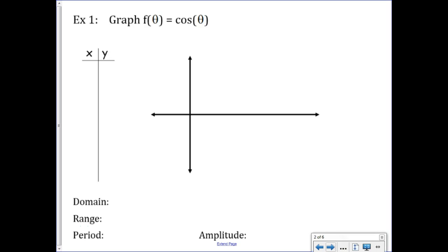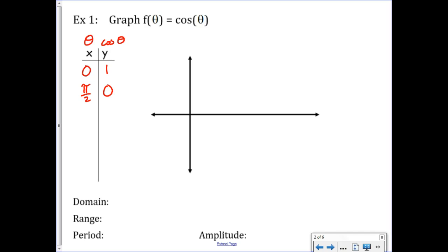So what that means is theta is our input, it's our x values. And then the cosine of theta is our y values. So we want to look at our unit circle and see what our output value is when we input that certain degree number, or in this case we're going to be working in radians. So at 0, we are over on the right on the x-axis, and so that point is 1. Cosine of 0 is 1.